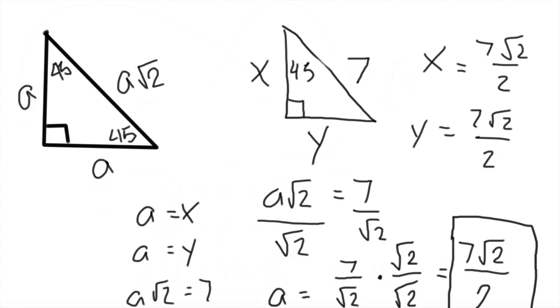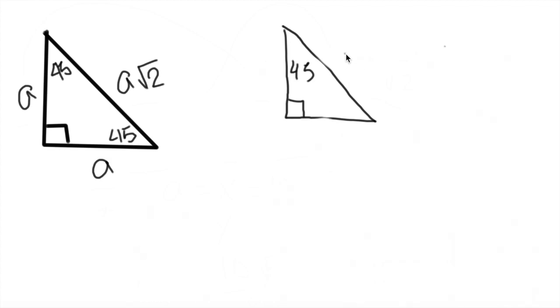Let's try some practice problems. If I give you that the hypotenuse is equal to 8 root 2, can you give me what side x is equal to and what side y is equal to? Give you a few minutes to try that on your own. You can pause the video now and come back to it when you're done.